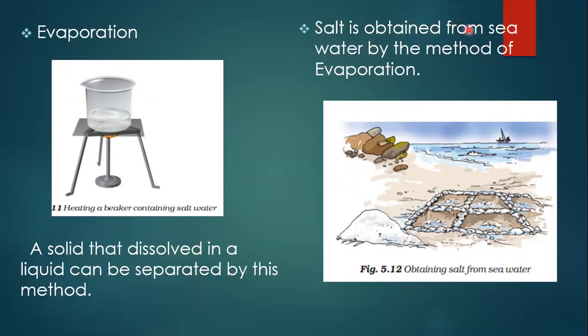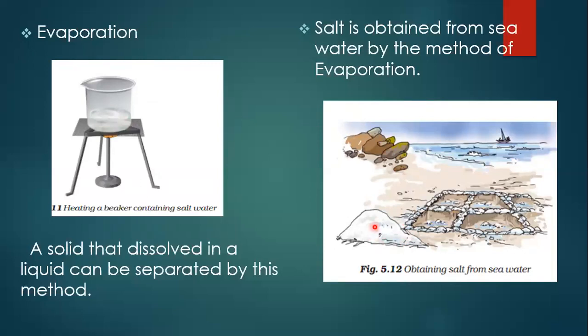Salt is obtained from seawater by the method of evaporation. Here you can see the salt pans. The salt pans are made on the sea coast and seawater is allowed to collect in the salt pans. And by the heat of the sun, the water will get evaporated and the salt will remain in the salt pans. Then the salt from the salt pans will be collected and taken to the factories where it is further purified and we will get the salt that we use for cooking.